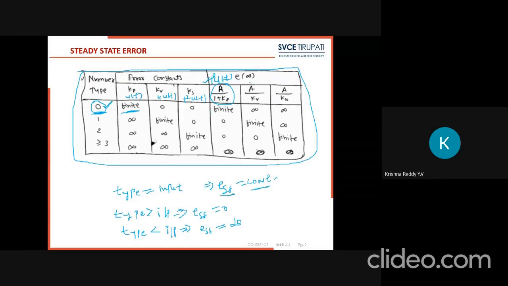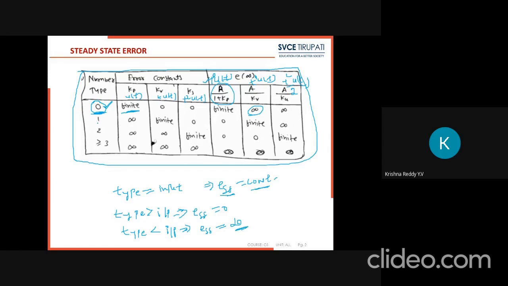When you give the unit ramp input to the type 0 system, the type is less than its input. 0 is less than 1. That's why we get a steady state error value of infinity. Similarly, if you apply a parabolic input, t square by 2 into u of t, to the type 0 system, 0 is less than 2. We again get a steady state error value of infinity.